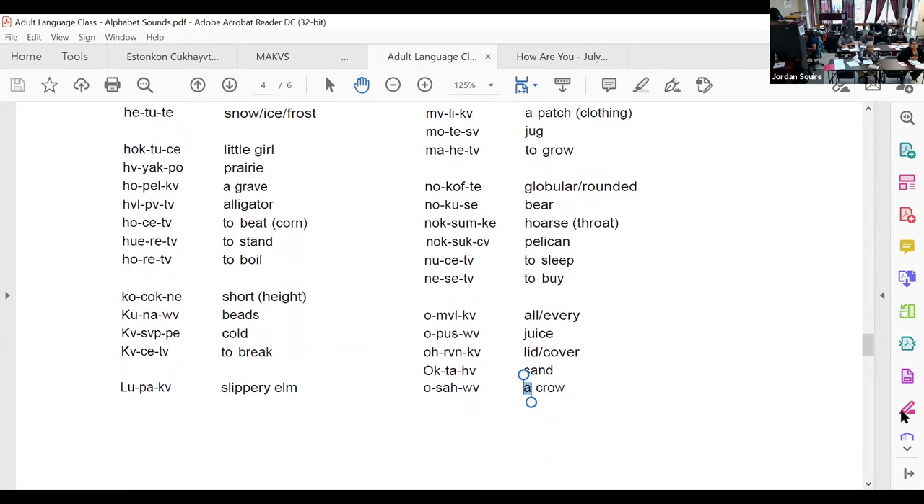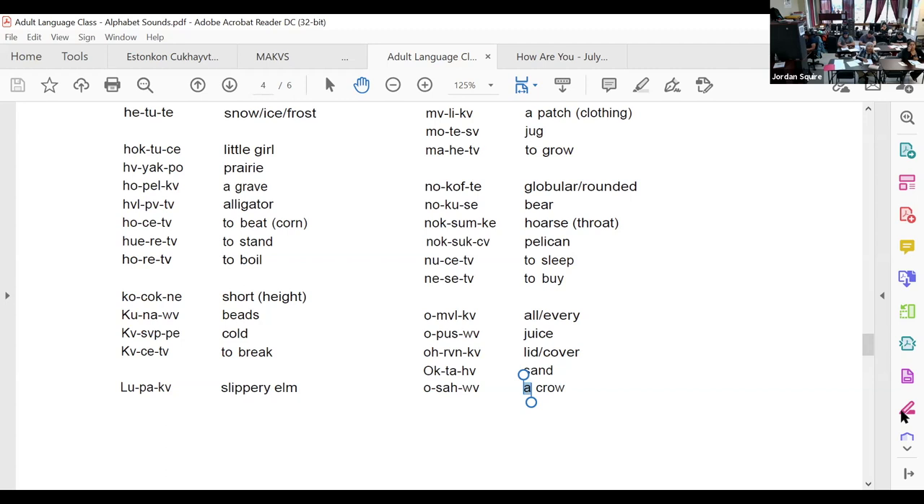To beat corn, Hojida. And that's where you pound the corn, but I don't know that beat right out of my head. Hojida. Okay. To stand, Uifida. To boil, Uifida. Short and height, Gojokni.